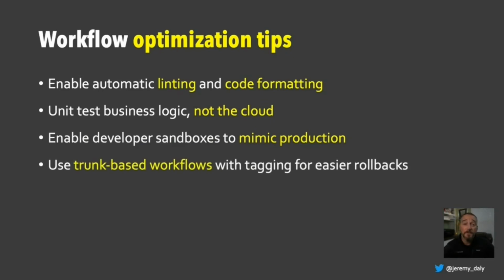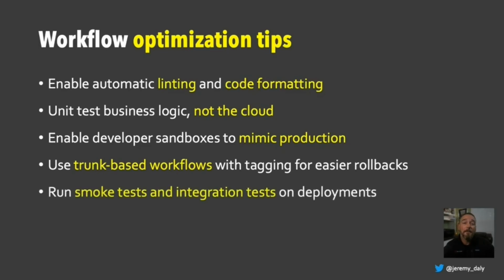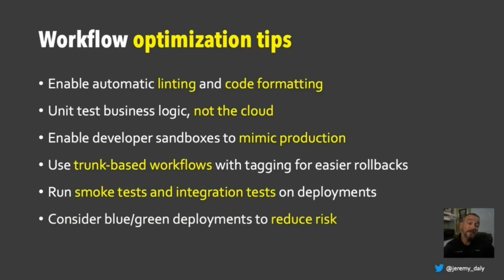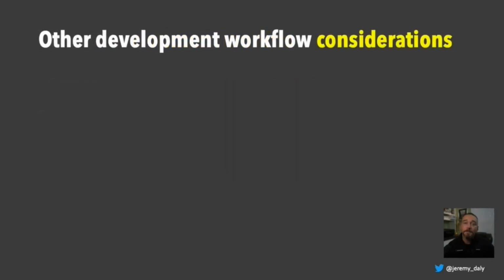Using trunk-based workflows instead of something like Gitflow, for example, is a much easier way to do deployments and rollbacks, especially if you use some tagging in there. Making sure you run smoke tests and integration tests on any deployment so that you know that what has actually been launched is working. And then, as a bonus, if you can take those smoke tests and integration tests and actually do some blue-green deployments on those, that way you start shifting traffic and then you can roll back to an earlier version if for some reason there's an issue that comes up.